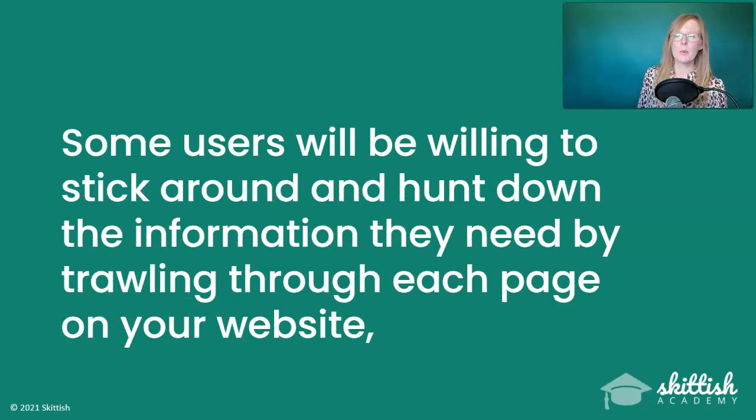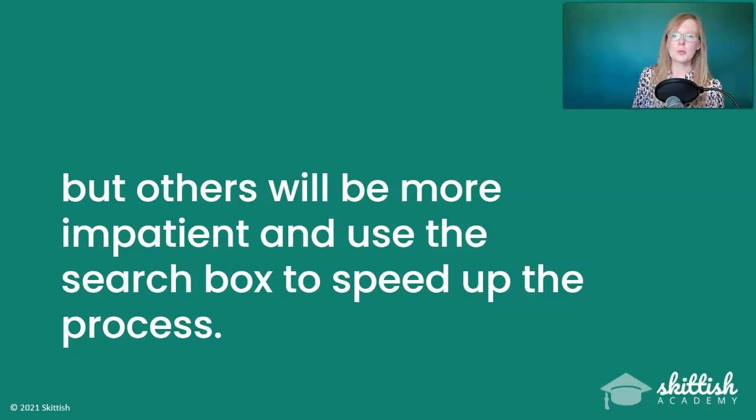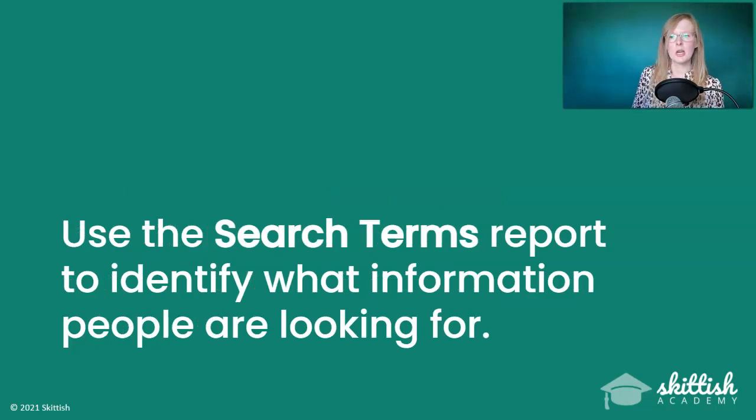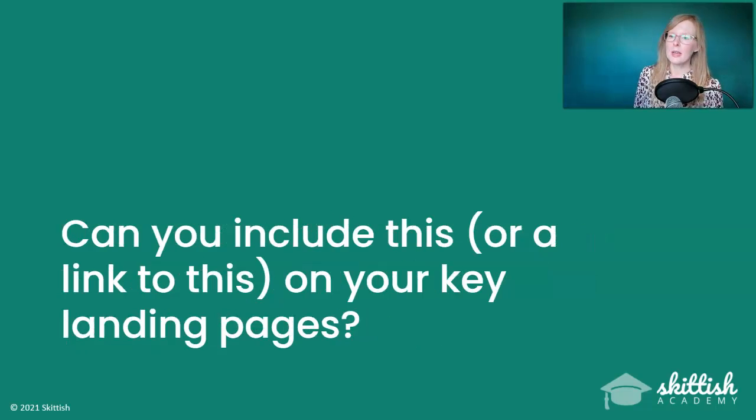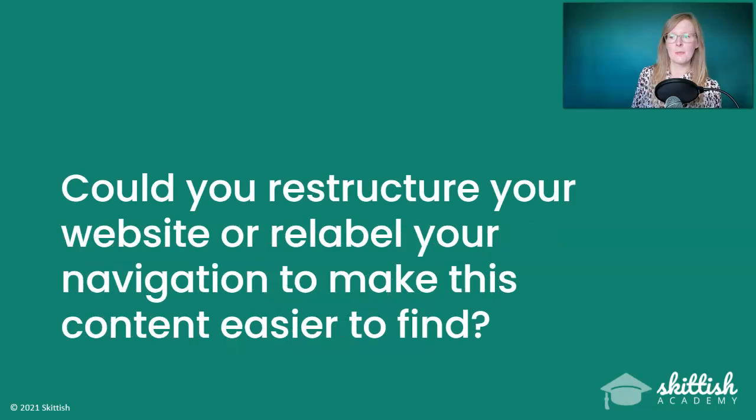Some users will be willing to stick around and hunt down the information they need by trawling through each page on your website, but others will be more impatient and they'll use the search box to speed up the process. So use the search terms report to identify what information people are looking for. Can you include this or link to this on your key landing pages? Could you restructure your website or relabel your navigation to make this content easier to find?